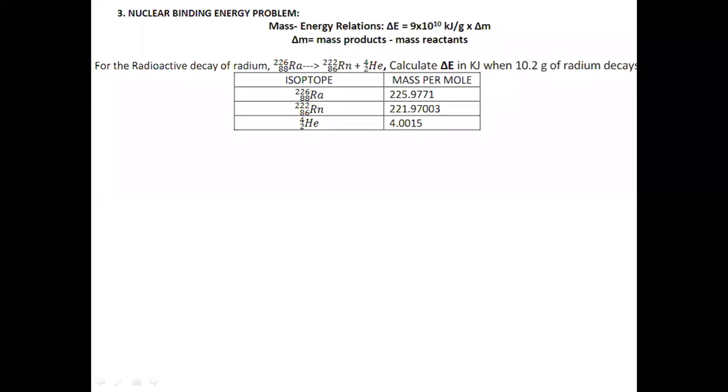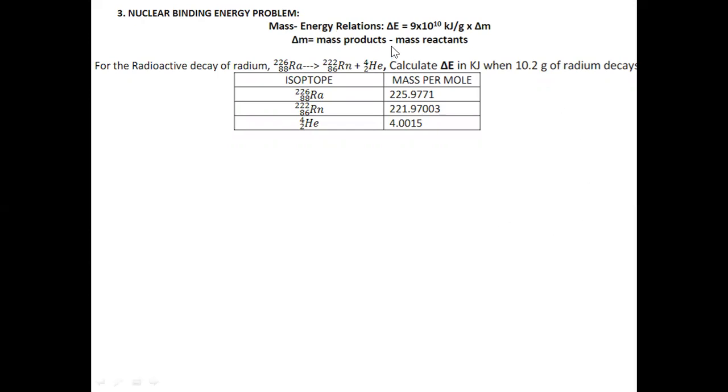This video is a third sample problem for nuclear energy. So we're going to discuss a nuclear binding energy problem. Now we have this equation for mass-energy relations. This is postulated and created by Einstein.